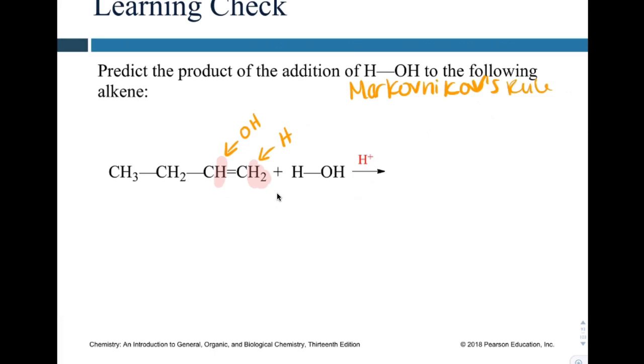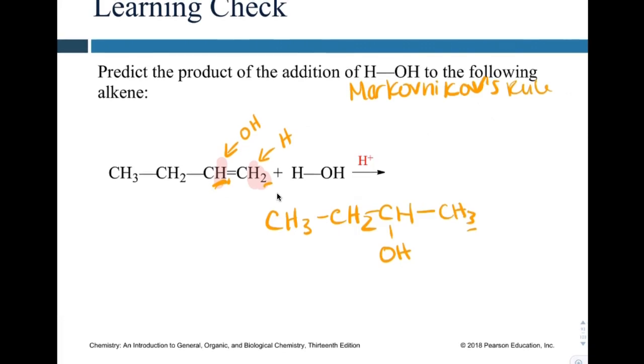So what I get here is going to be CH3, CH2, CH2, because the CH1 turns into CH2, and then I'm going to get CH with an OH hanging off, and then I'm going to get CH3, pardon me. So CH2 is going to turn into 3, this CH is going to get the OH because it's the one with the least amount of hydrogens, and so we're going to have this as our product.